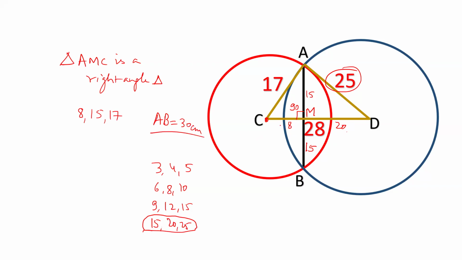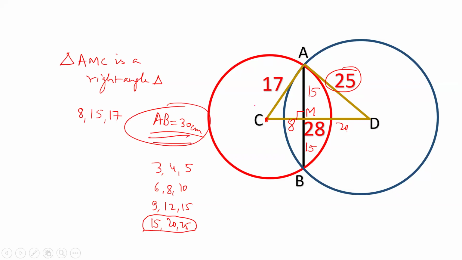Now if you take CM as 15 and AM as 8, that will not satisfy the second condition, and the distance between the centers will not be 28 in that case. For example, if I take 15 here, CM 15 and 8 here, then this will be 13. 13 and 8 will not form a triangle, let alone a right angle triangle. So definitely AM is 15, CM is 8, and this is 20. So we have got the value of AB as 30 centimeters using the Pythagoras triplet directly.